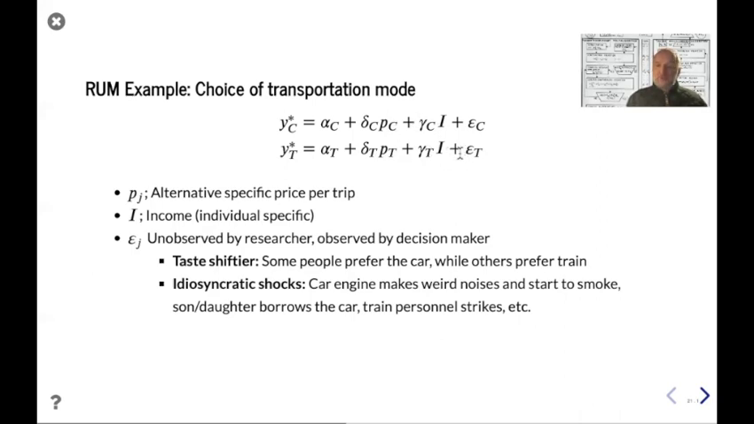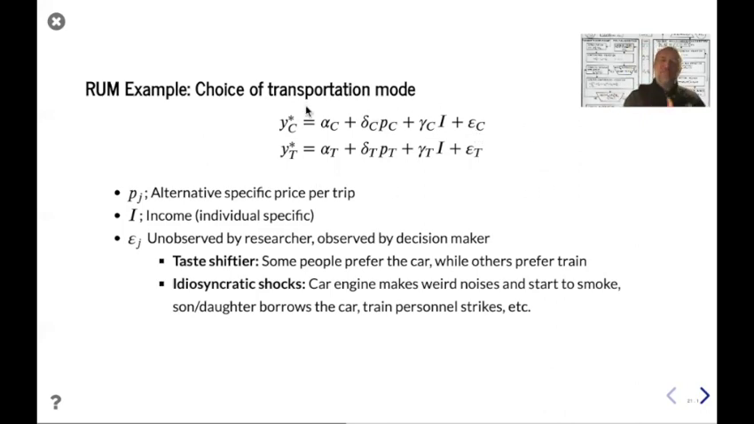Anyway, and then you've got your error term. That's one for each alternative, right? So these are like taste shifters. Some people just prefer cars, or others prefer the train, or maybe there's some idiosyncratic reason: the train is delayed, or maybe you don't want to take the car because it's snowing. Things that vary over time, or it could be individual specific. That's our model.